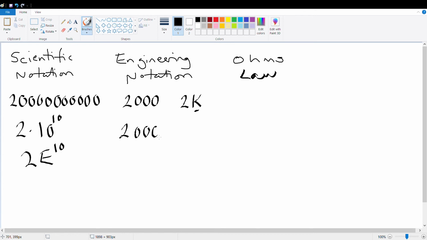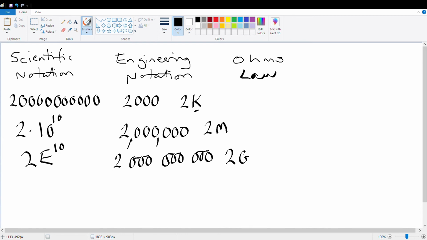So if I had this, for example, which is 2 million, it's 2 M. M is not for million, it's for mega, but it means 10 to the 6. And if I have 2, 3, 2, 3, and another 3, so that's 2,000 million. That would be 2 giga.